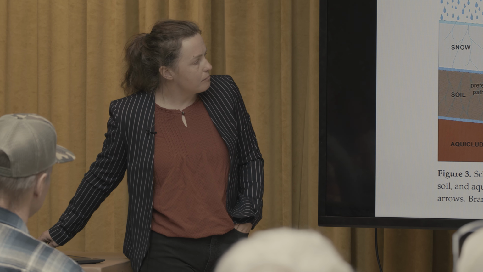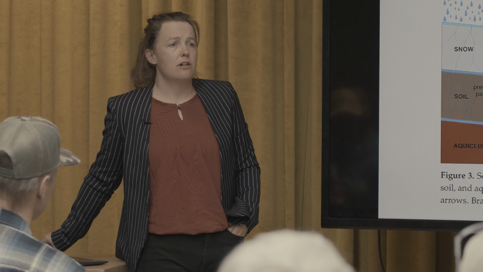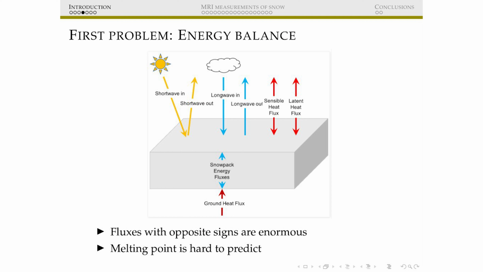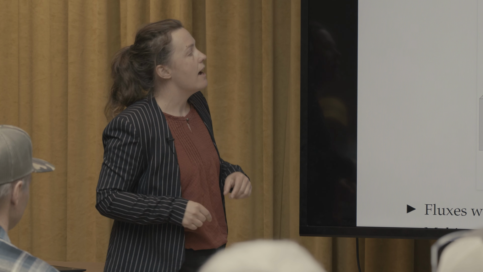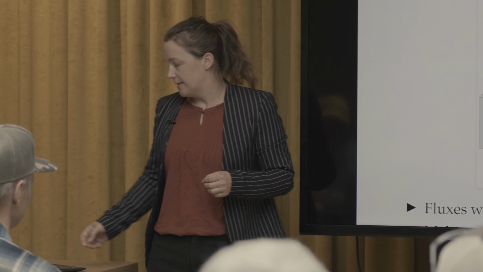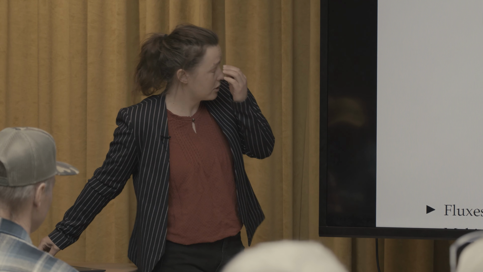And what they basically found out was that the timing and the amount of runoff is very often off. And the reason for that is one problem. The biggest problem is that energy balances in the snowpack are huge. So the ones that go in and the ones that go out have a huge number, and therefore it's difficult to pinpoint that exact point at which the snow starts to melt. And therefore it's very sensitive to this melting point.